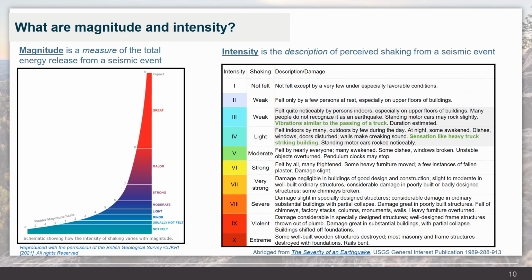Individuals, including your neighbor, may have very different perceived intensities depending on how close someone is to the epicenter of the event, the superficial geology in the area, and whether a person is indoor, on the ground floor, or on an upper level, or outdoors, among other factors.